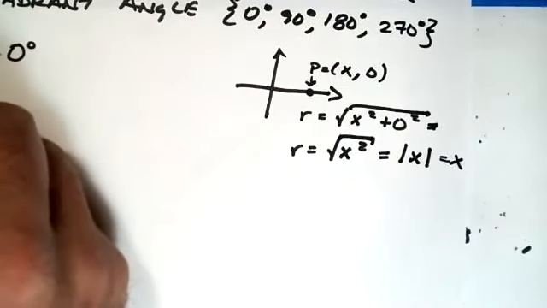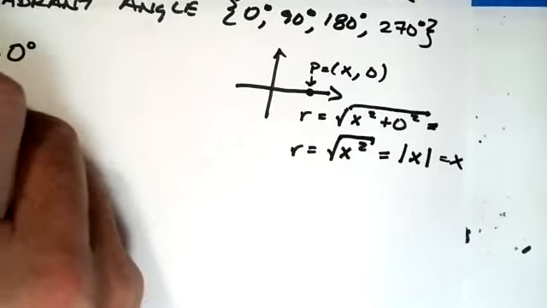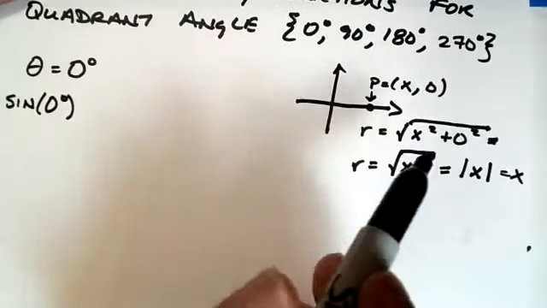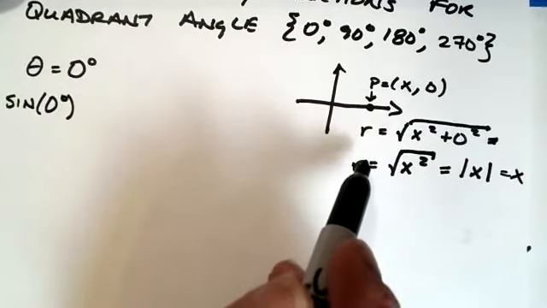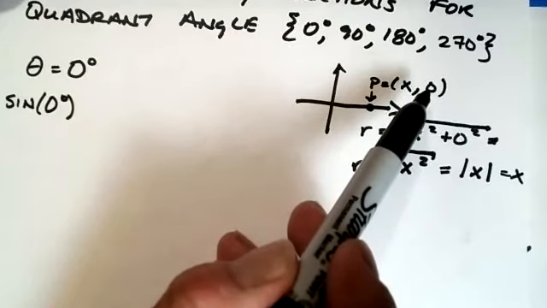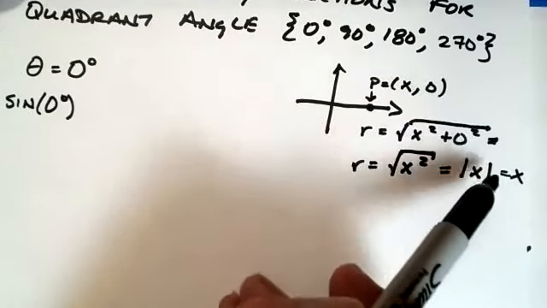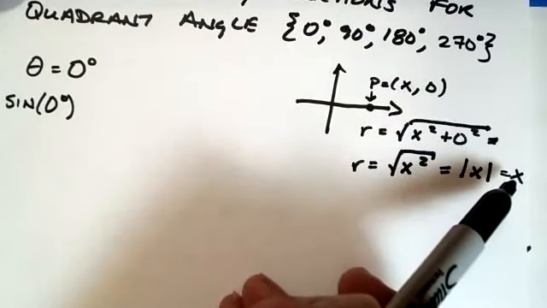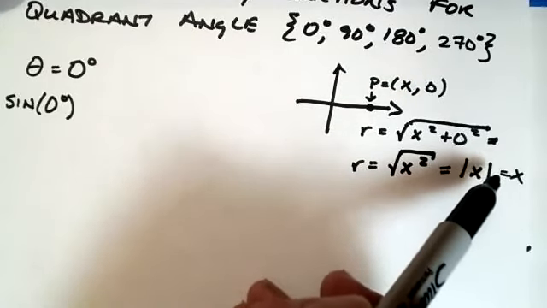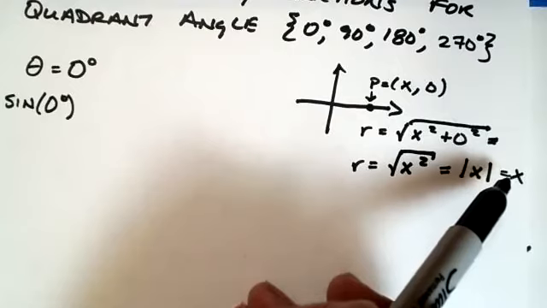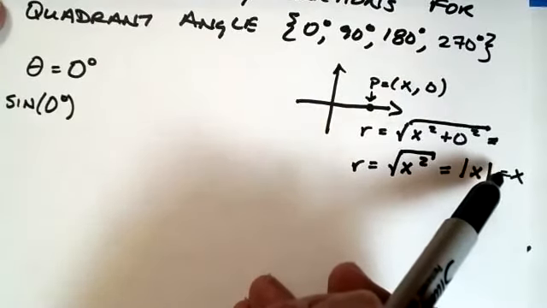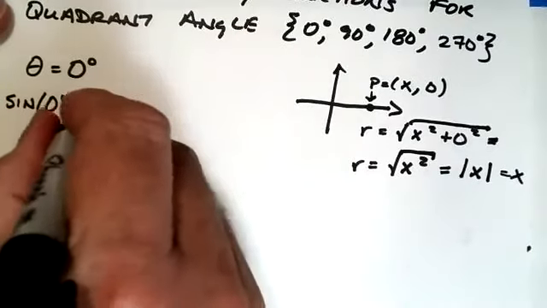So the sine of theta, or sine of 0 degrees, because now we actually know what it is, is Y over R. Well, Y over R is 0 over X. Well, 0 over anything that's not 0, because X has to be a non-zero number, so 0 over some number, not 0, is just equal to 0.